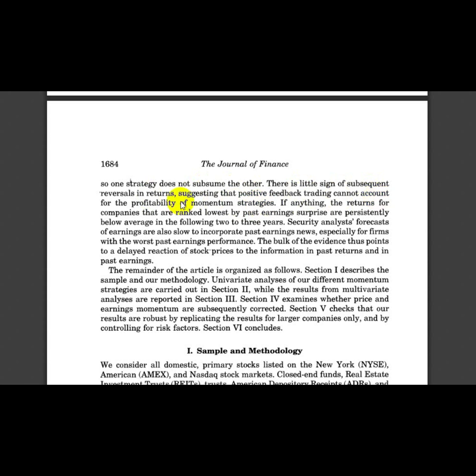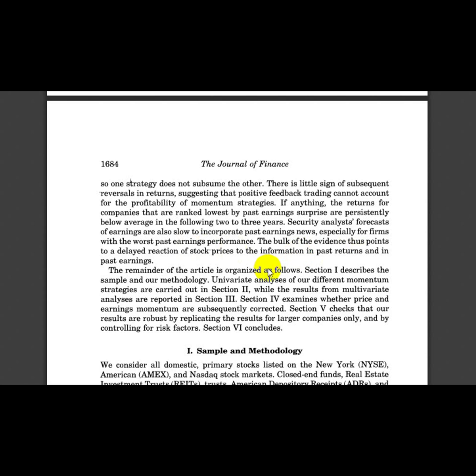And they find that the companies ranked lowest by past earnings surprise are persistently below average in the following 2 to 3 years. And they find that analysts' forecasts of earnings are slow to incorporate past earnings news, especially for the firms with the worst past earnings performance. And so they find that the bulk of the evidence thus points to a delayed reaction of stock prices to the new information in past returns and in past earnings.